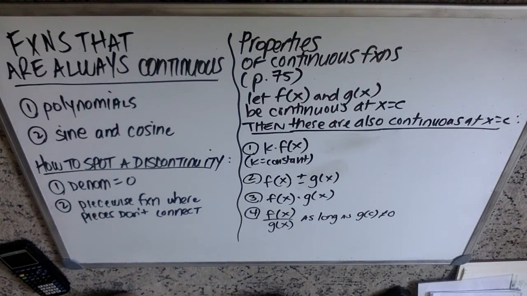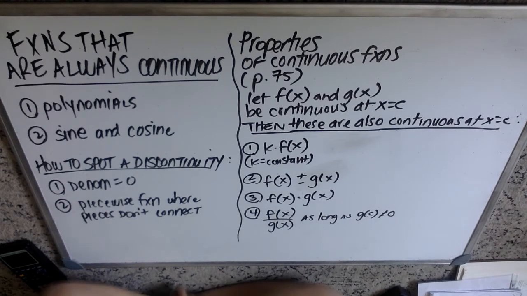This is AP Calc AB. We are doing the second video in section 1.4, talking about continuity. So we're going to talk about a couple of functions that are always continuous, how to spot functions that have discontinuities, and then just some basic properties of continuous functions that you can find on page 75 of your textbook. I will say that continuity is usually pretty intuitive.